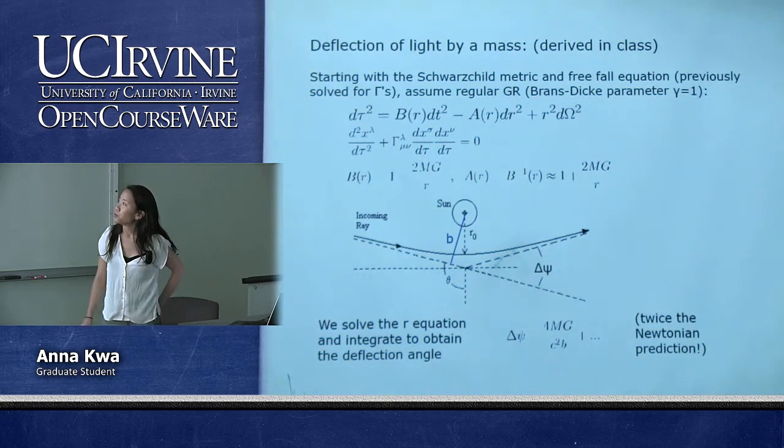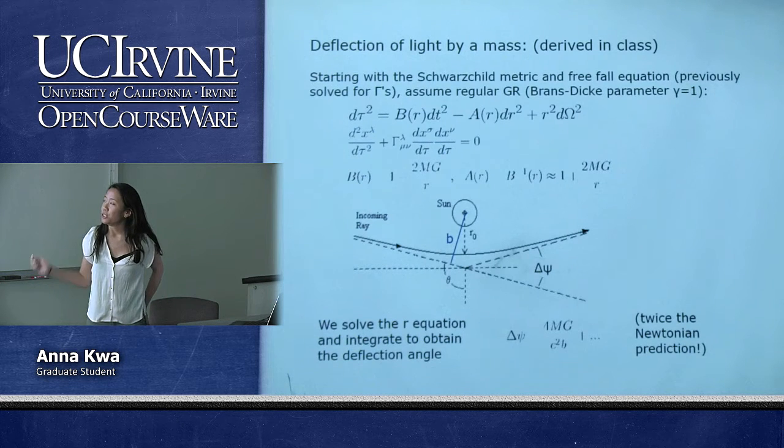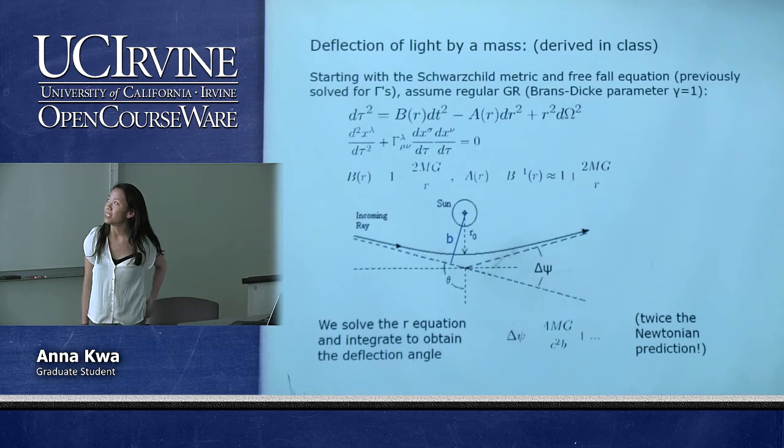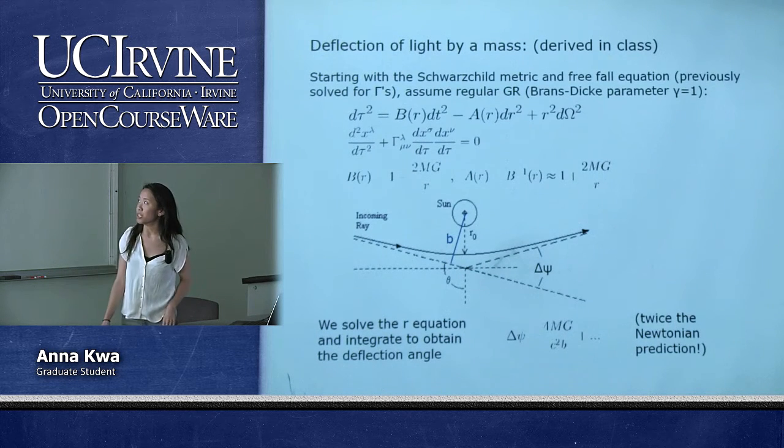So I'm not going to go through this a whole lot because we derived this in class. Oh, great. Okay, my PDF is missing some of the symbols. But anyways, if you start with the Schwarzschild metric and the free fall equation, and then just assume regular GR, so you don't have to put in any of the Bernstein parameters. So here's the Schwarzschild metric, here's the free fall equation.